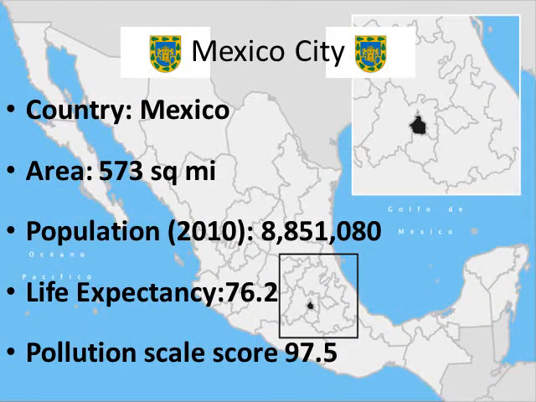Mexico City. Mexico City is the federal district and capital of Mexico, and the seat of federal powers of the Mexican Union. Mexico City's area is 573 square miles, and the population as of 2010 is 8,851,080 people. The life expectancy is 76.2 years.